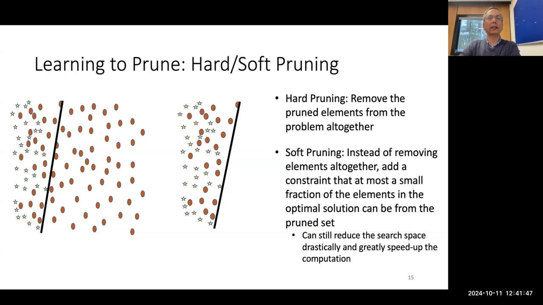Now, I should say a little bit about the different types of pruning that we can do. One is hard pruning, where we remove the pruned elements from the problem altogether. The other is soft pruning, where instead of removing the pruned elements altogether, we add a constraint that states that at most a small fraction of the elements in the optimal solution can be from the pruned set. So we have introduced a new constraint to our problem, and this constraint often reduces the search space drastically and greatly speeds up the computation.